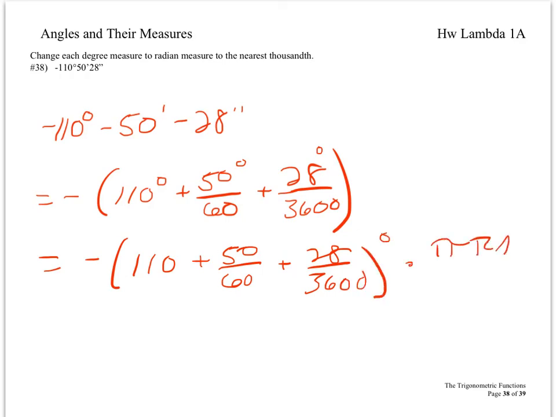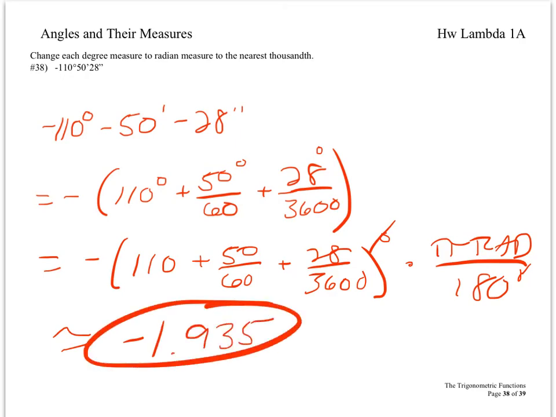To convert that to radians, multiply by pi radians over 180 degrees. The degrees cancel then. You end up with about negative 1.935.